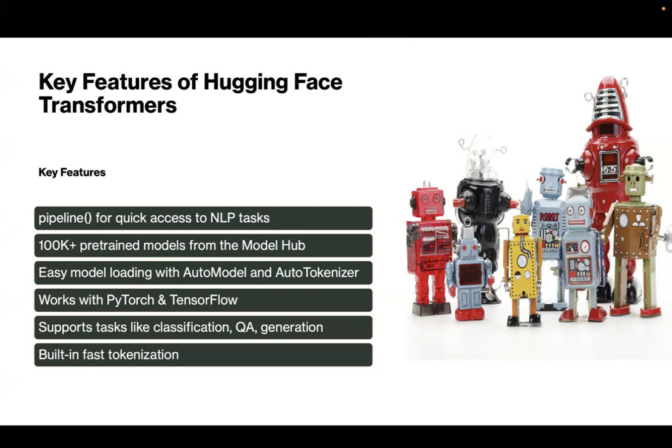In this software explanation, I'm going to explain how we can use pipeline and how we can do it without using pipeline also. As I said before, it uses 100K plus pre-trained models. It's very easy to use and very easy to load models like auto model, auto tokenizer, etc. As I said earlier, it works on both PyTorch and TensorFlow. It supports tasks like classification, QA, generation, and everything as before.